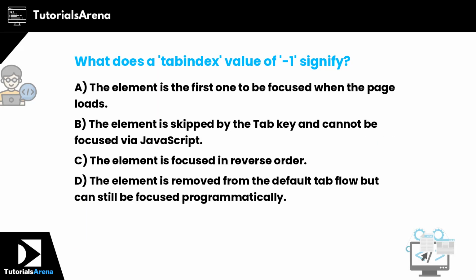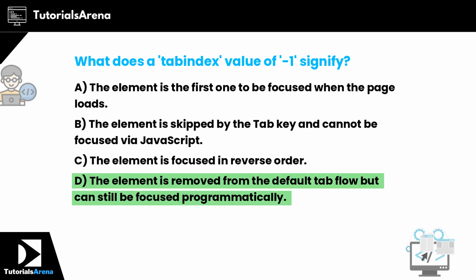What does a tabindex value of -1 signify? The correct answer is option D. The element is removed from the default tab flow but can still be focused programmatically.